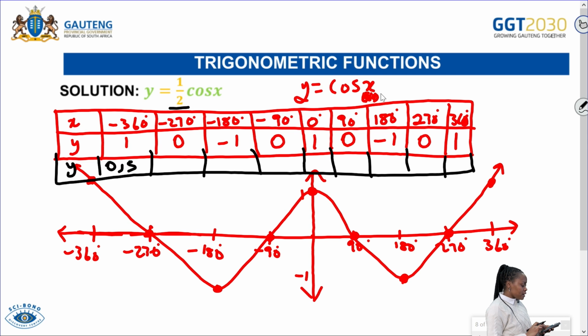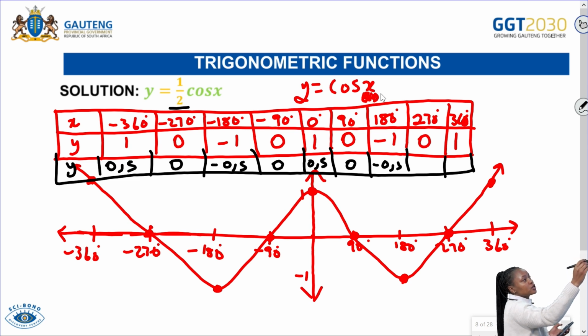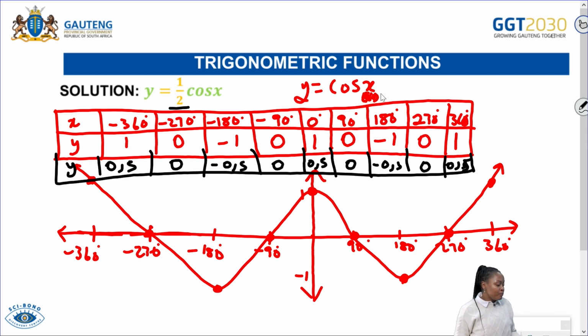If you substitute negative 270, you'll get 0. And if you substitute negative 180, you'll get negative 0.5. So here it's going to be 0. And at 0, it's now going to be 0.5. At 90, it's going to be 0. Here it's going to be negative 0.5. And here it's going to be 0. And then here it's going to be 0.5. So these are my new values of y. So you'll tell me afterwards if this graph has been stretched or it has been compressed.